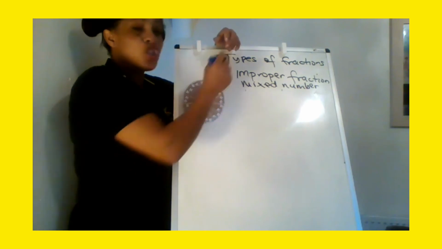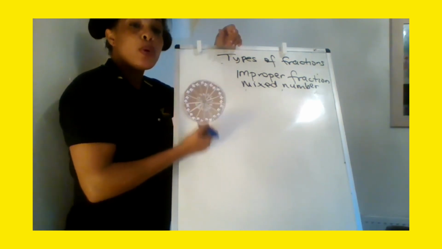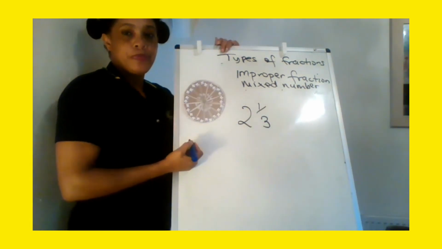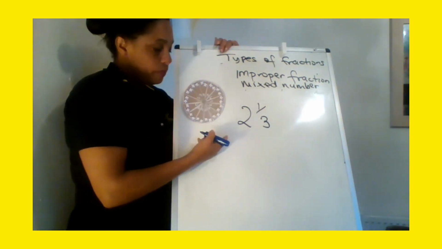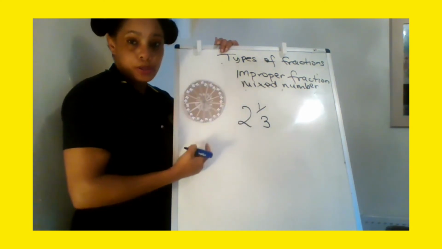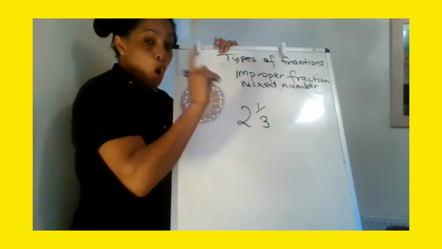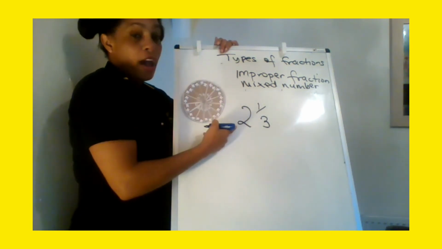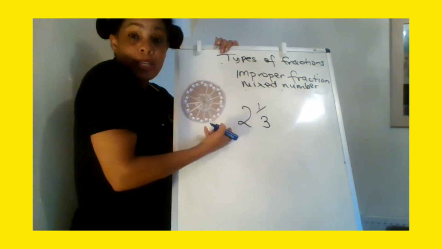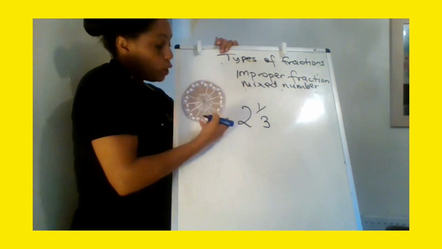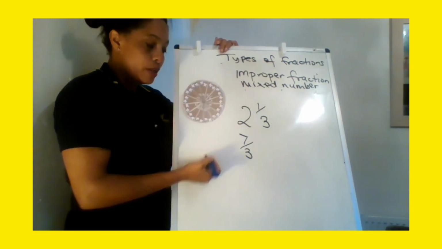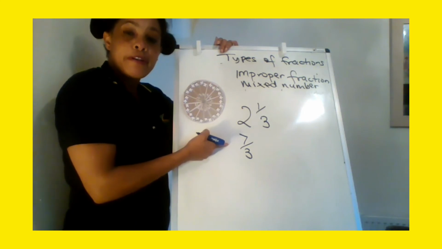We can also change a mixed number into an improper fraction. So here I have 2 and 1/3. All this means is that I have some cakes. I've cut up 1 cake into 3 parts. So if I have 2 whole cakes there, that means that is 6 parts. And then I'll have 1 left over. So this 6 plus that 1 is going to give us 7 out of 3. So here we have an improper fraction.